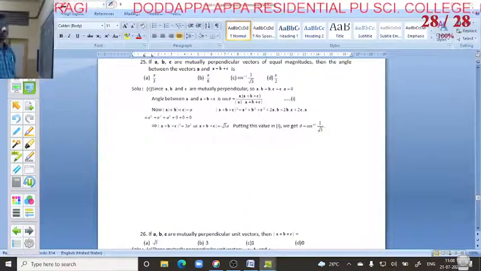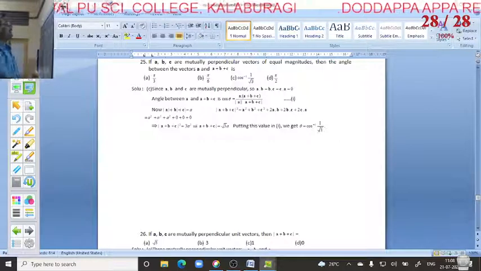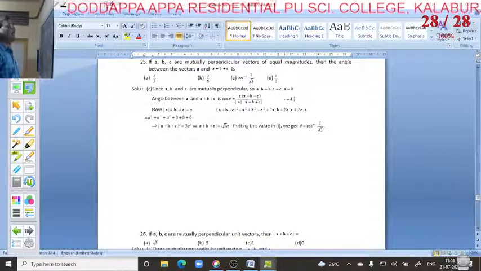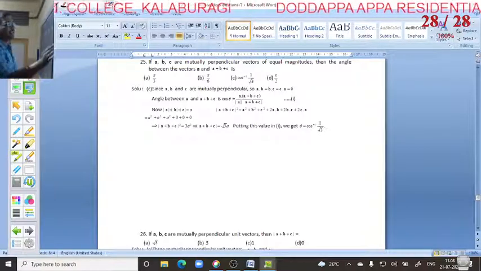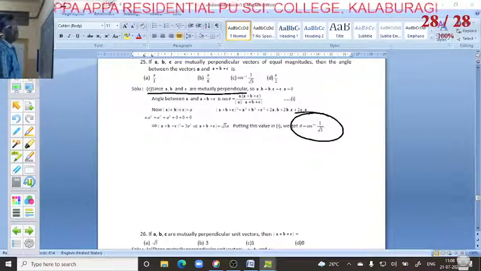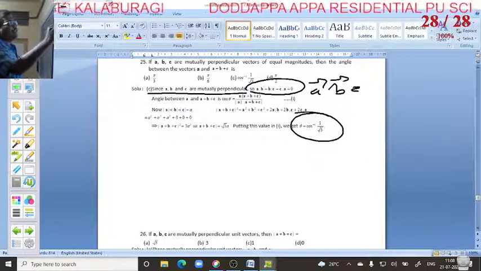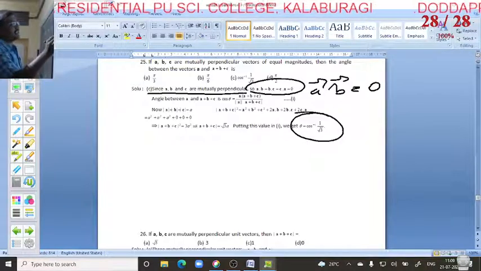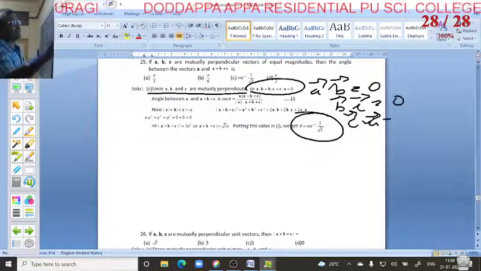Next, 25th. If vector A, vector B, vector C are mutually perpendicular vectors of equal magnitude, then the angle between vector A and vector A plus B plus C is equal to, okay, cos inverse of 1 by root 2. Mutually perpendicular: see what they have given here. When they give mutually perpendicular, you can take vector A dot vector B equal to 0. Since no particular pair is specified, you must apply all three conditions: vector A dot vector B, vector B dot vector C, vector C dot vector A equal to 0.